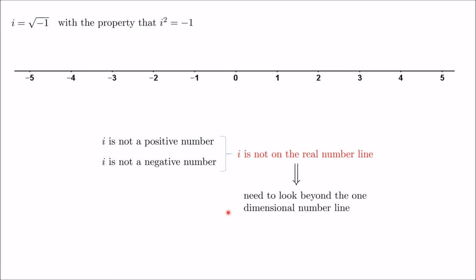So what this means is that if you're trying to find i, we need to look elsewhere. We need to look beyond the regular number line. And so we need more than just the one-dimensional number line. We need to go beyond this one-dimensional system to find i.